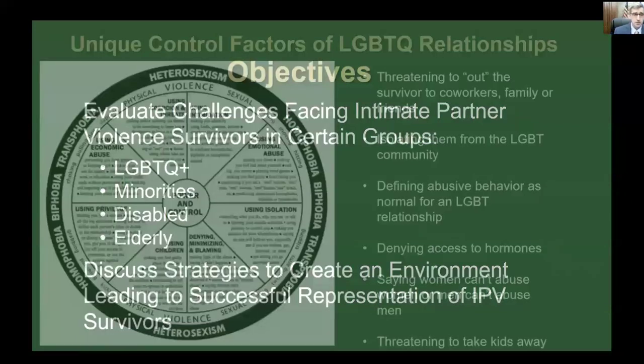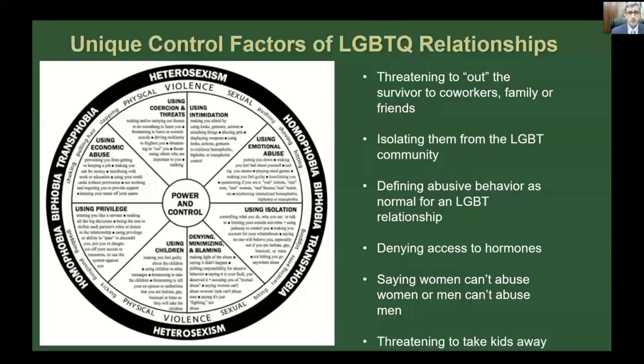So the first group that we want to talk about is LGBTQ. Some unique control factors that they face, and I've given you the power and control wheel. We're not going to go through all of those, but some of the factors that they face from abusers is an abuser threatening to out them to family members, coworkers, or friends. Many times they'll try to isolate them from the LGBT community. And something that we see a lot of now is threatening to take kids away.